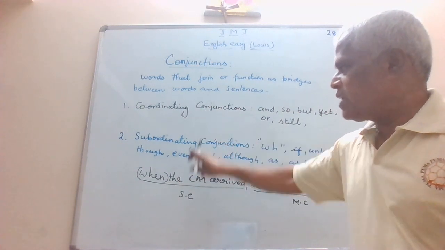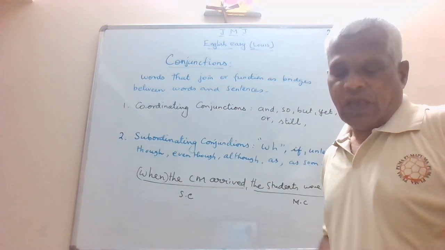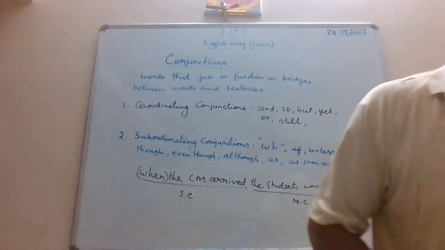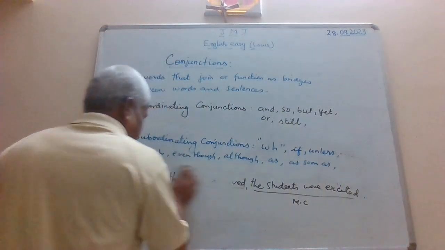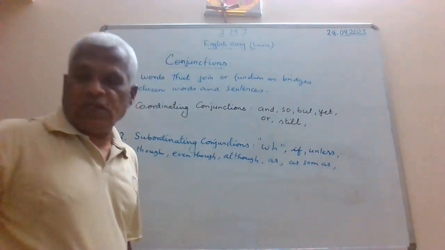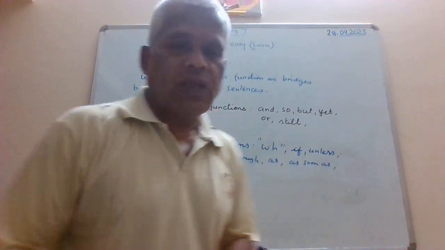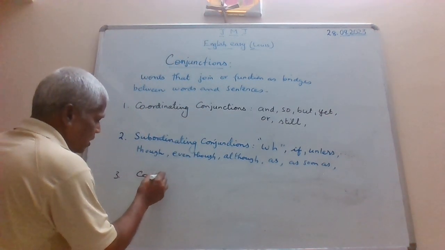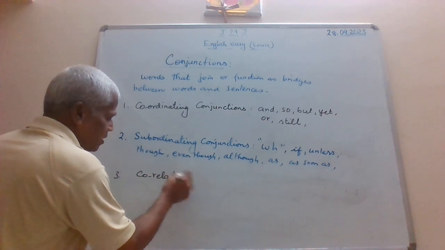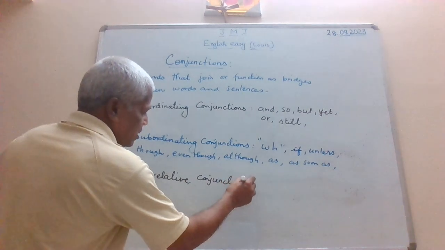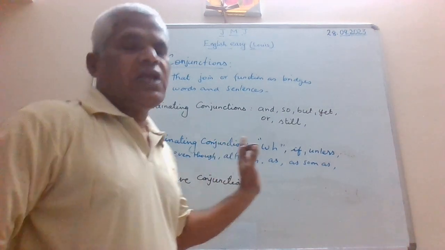So first type, coordinating; second type, subordinating conjunctions. Now there is one more, we can call it correlative conjunctions. So let me rub this off. Correlative conjunctions. We can call them correlative or correlated conjunctions. And that is the third one. Now, what are the correlative conjunctions?